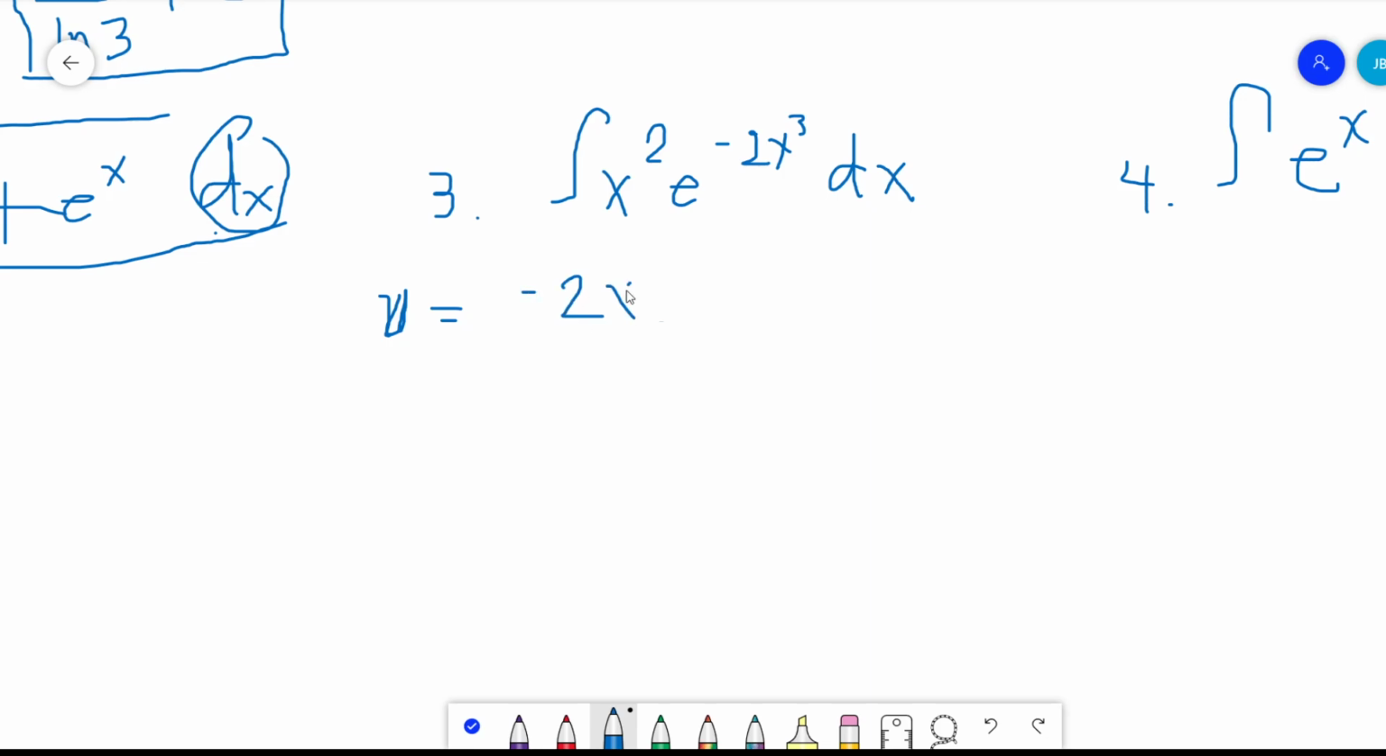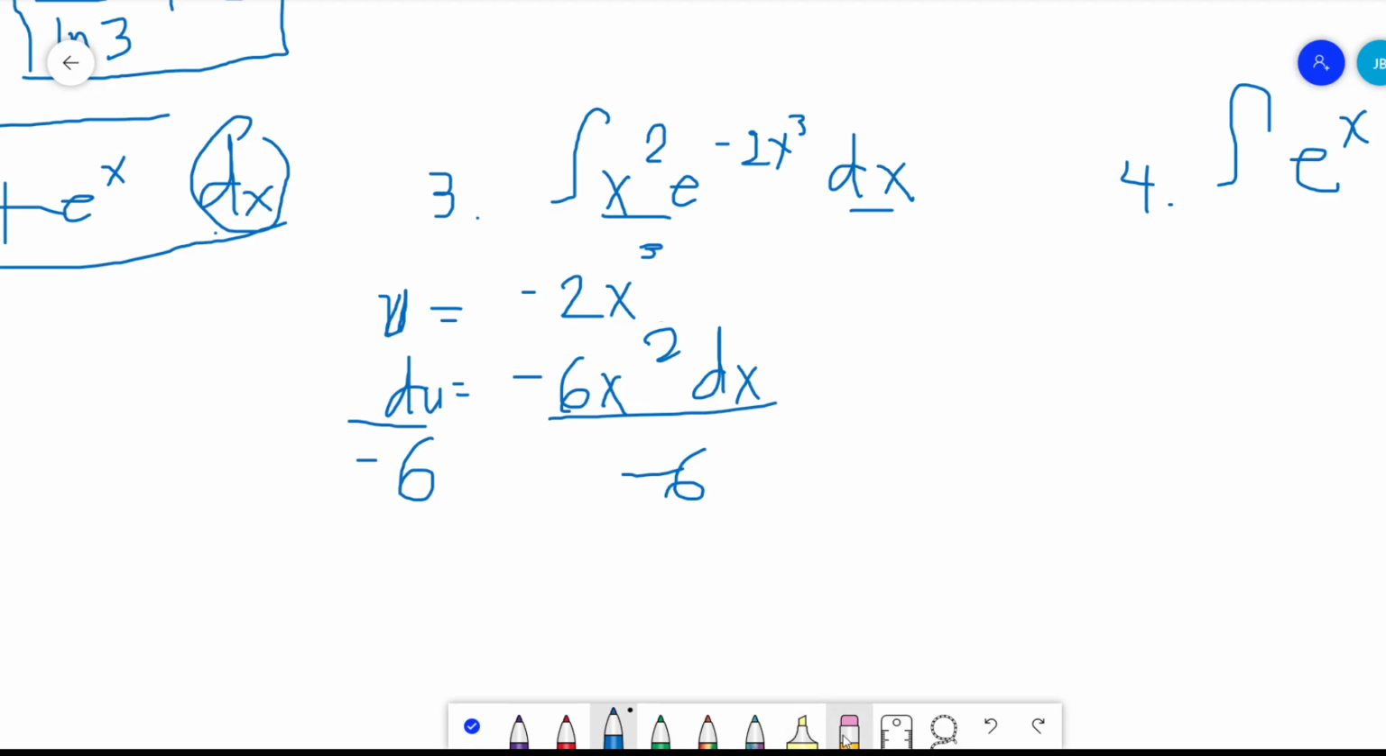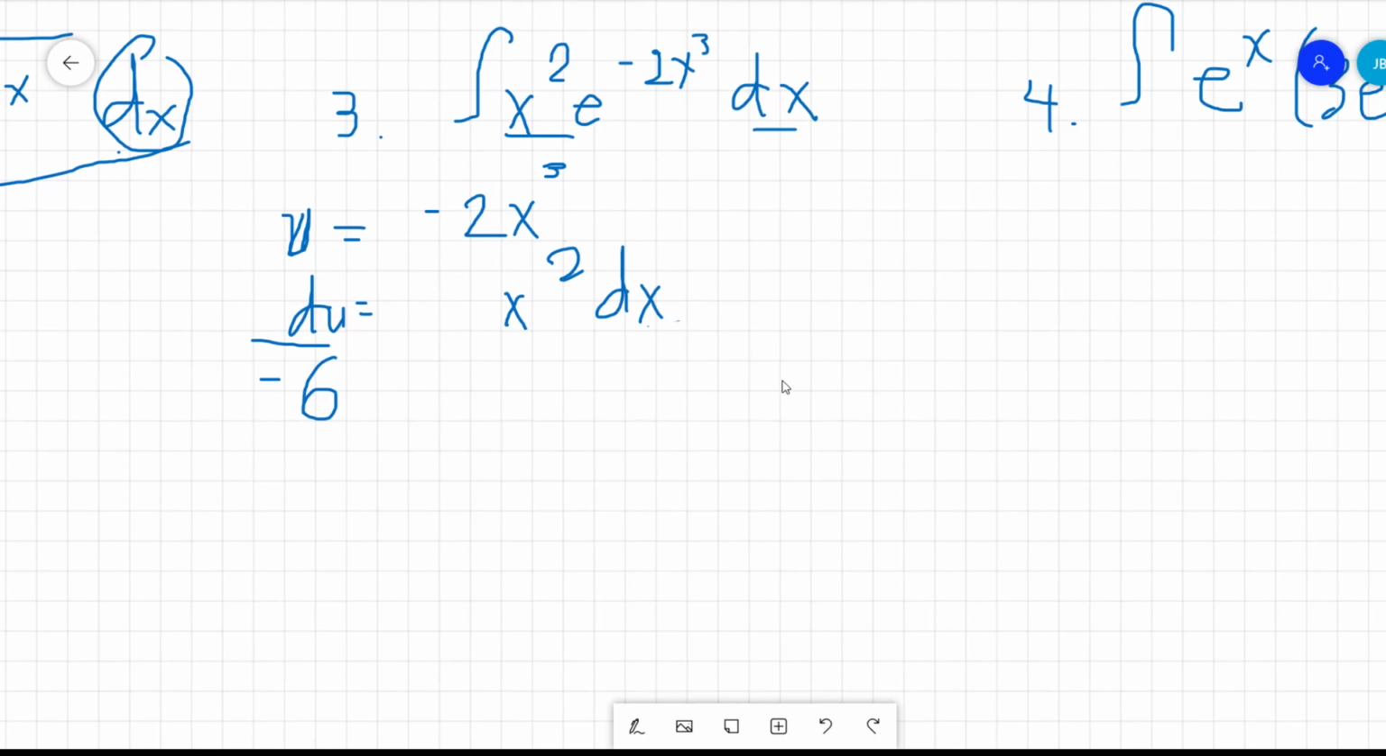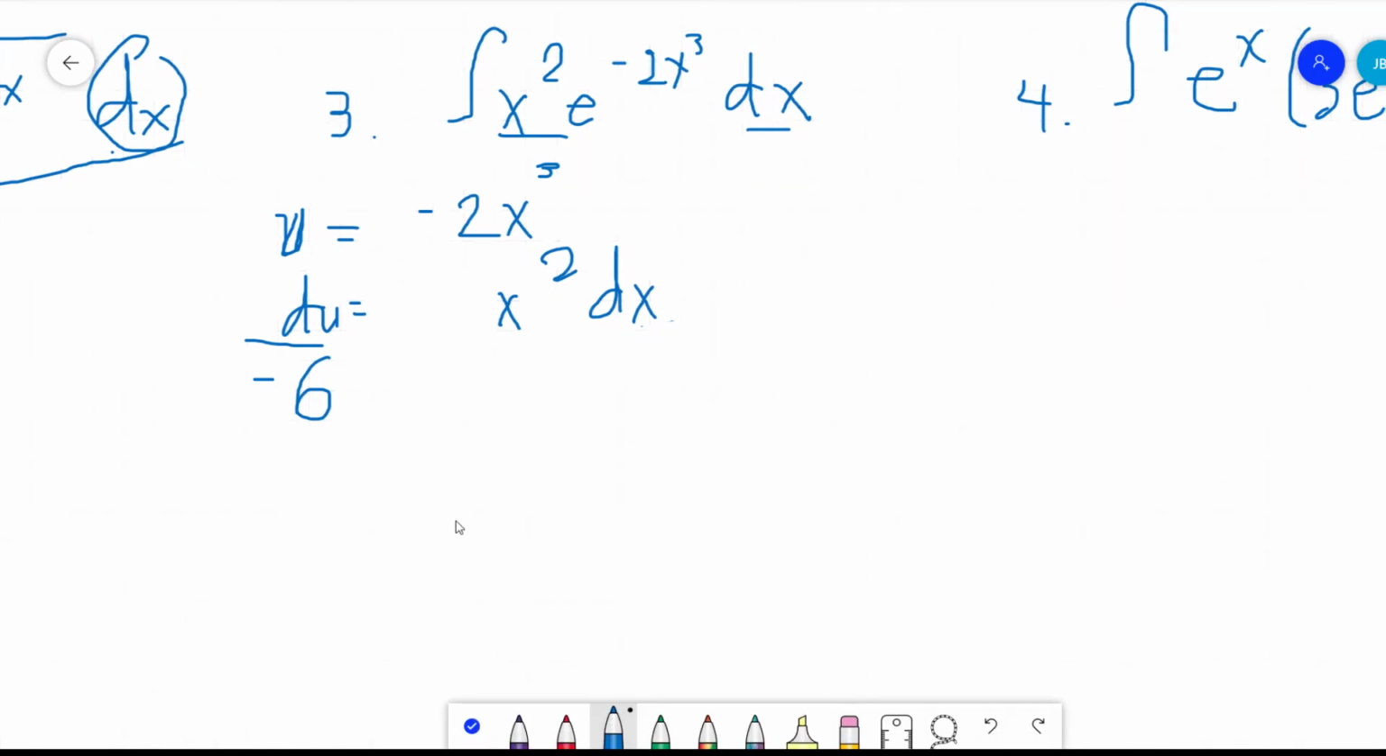u is equal to negative 2x cubed. So your du is equivalent to negative 6x squared dx. Okay, so we have x squared dx. We just need to divide both sides by negative 6. Therefore, x squared dx is equivalent to negative du over 6. Now we can easily substitute that in terms of u. So what's left is x squared dx is negative du over 6.